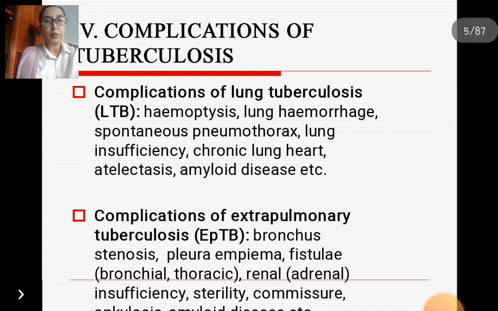And last one, we must talk in classification about complication of tuberculosis. Complication is divided into complication of lungs tuberculosis and complication of extrapulmonary tuberculosis. For example, complication of lungs tuberculosis is hemoptysis, lungs hemorrhage, spontaneous pneumothorax, chronic lung heart, atelectasis, etc. Complication of extrapulmonary tuberculosis is bronchial stenosis, pleural empyema, and ankylosis, etc.